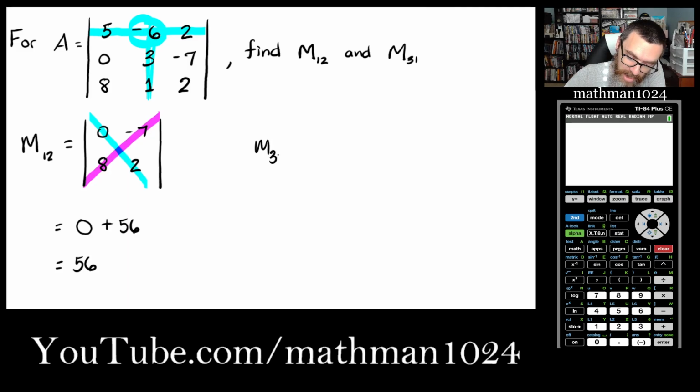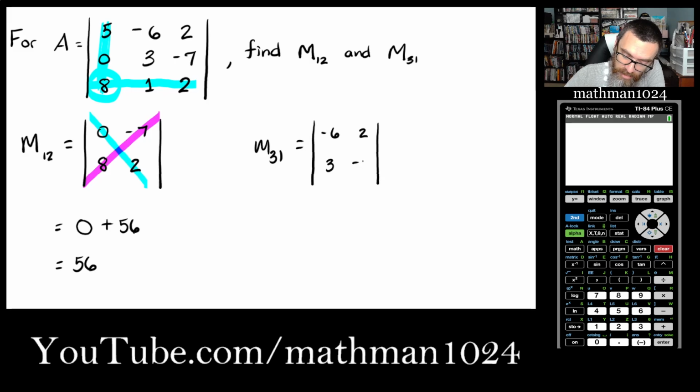All right, so to find minor 3, 1, we want to look at finding the term 3, 1. So entry 3, 1 is this guy right here. So I'm going to strike out everything in that row. I'm going to strike out everything in that column. Then what's left over is what will populate the 2 by 2 matrix here. So we have -6, 2, 3, and -7.